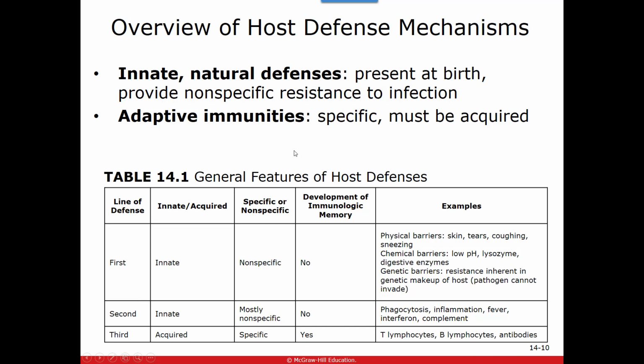Our adaptive immunity recognizes very specific invaders, and we're not born with it. This is where we get that learned immunity, when we start to become immune to things. It recognizes something, tackles it, gets rid of it, and now has memory. So when it sees the same thing it's seen before, it can get rid of it before it becomes an issue. That's chapter 15.